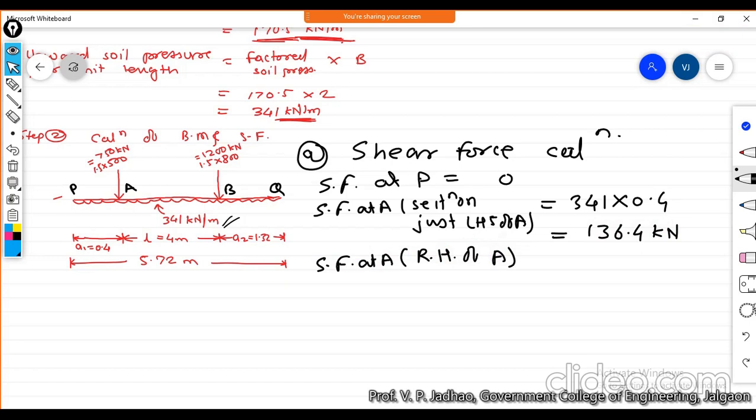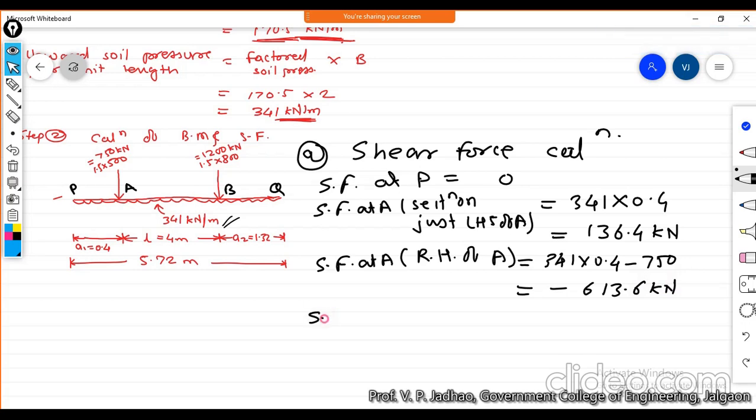Now shear force at A, considering that the section is on the right hand side of A. The shear force will be the total shear force developed due to this 341 kilonewton per meter load and this 750 kilonewton factored load. So this will be 341 into 0.4 minus 750, and we get this value as minus 613.6 kilonewton.